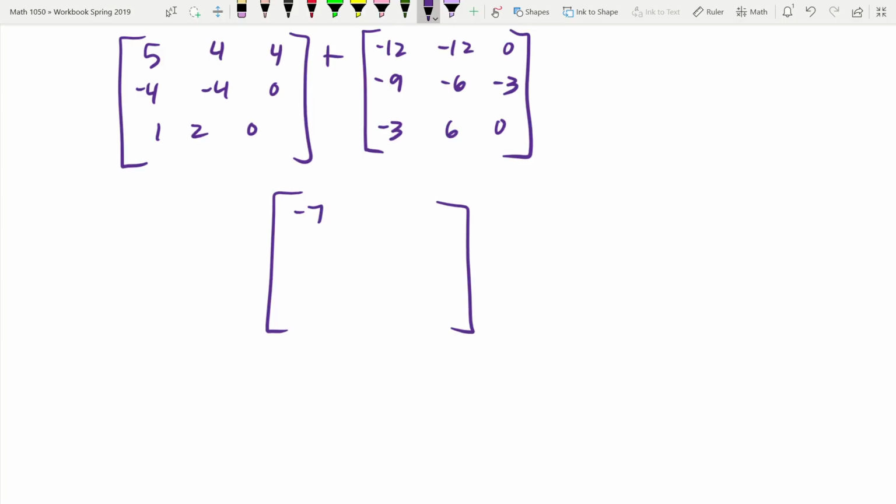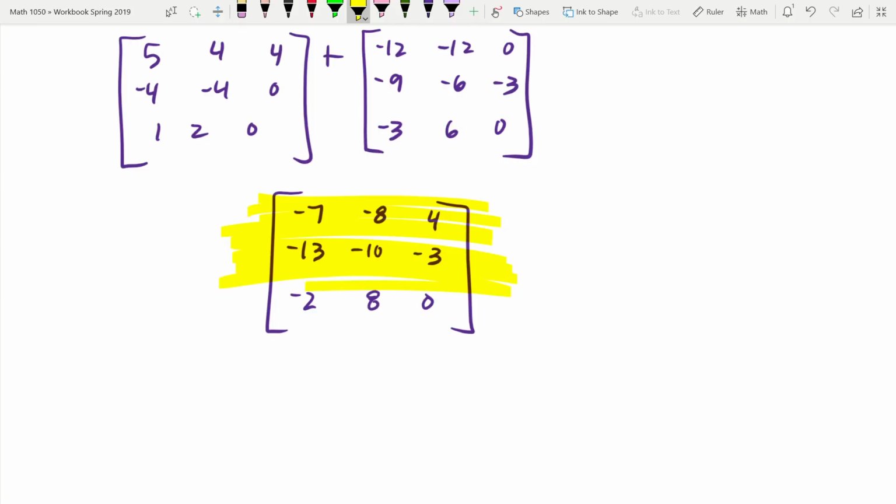4 and -12 is a -8. 4 and 0 is a 4. -4, -9 is a -13. -4, -6 is a -10. 0, -3 is a -3. 1 and -3 is a -2. 6 plus 2 is 8. 0, 0 gives me 0. There's my answer. Okay, that's it. Okay, question B.